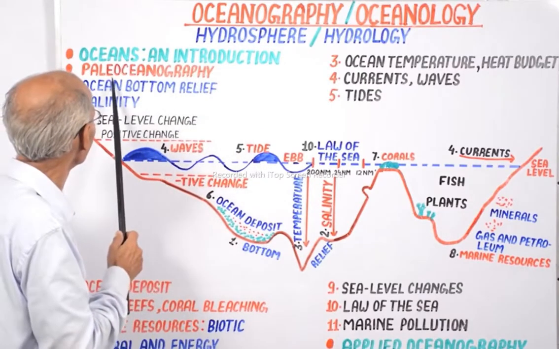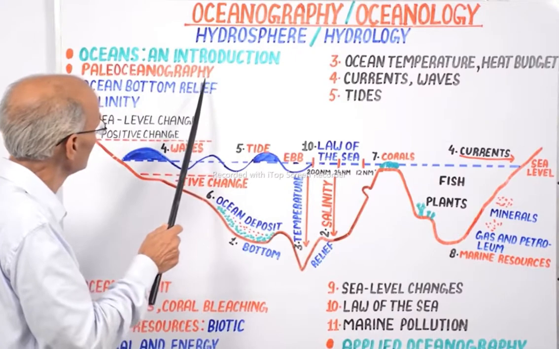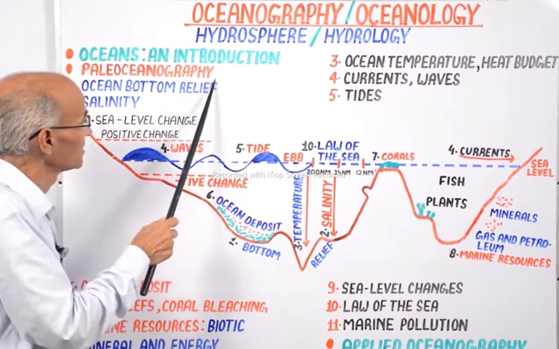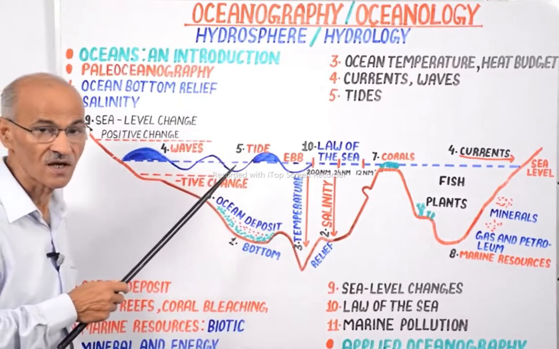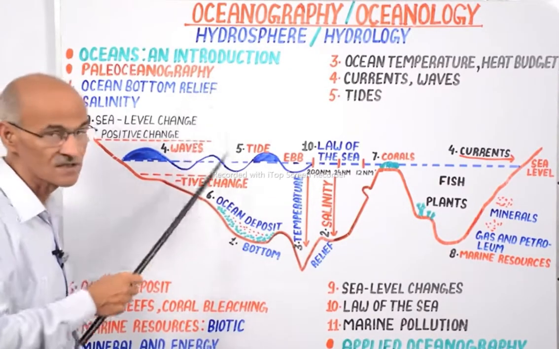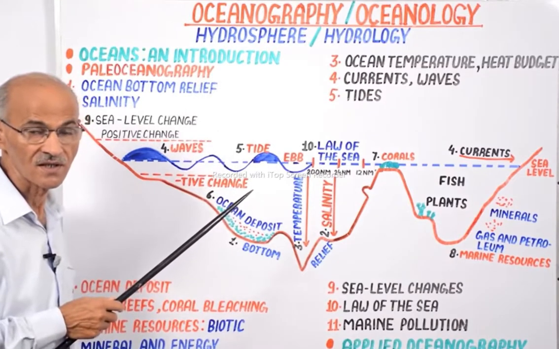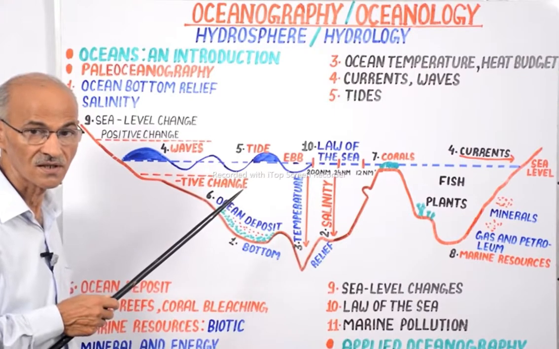The next topic will be paleoceanography. In paleoceanography, we will study the past oceans. The present oceans which we see on the globe were not there in the past. In the past, there was Panthalassa, then Open Tethys, then the North Atlantic Ocean, then the South Atlantic Ocean, then the Indian Ocean, then the Arabian Sea and Bay of Bengal.